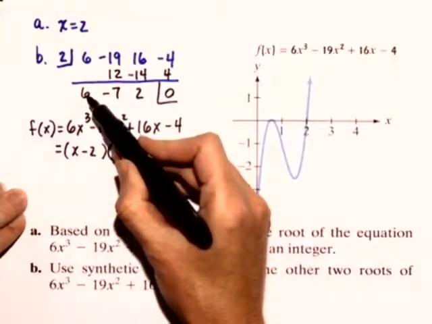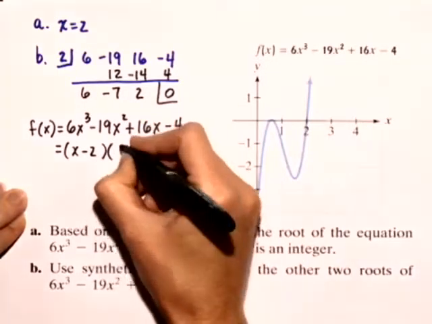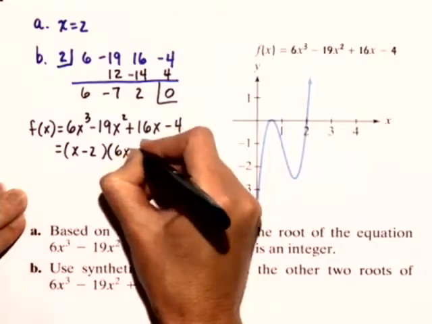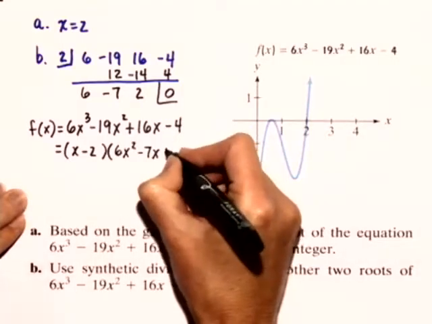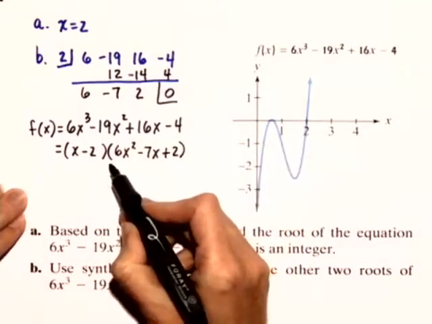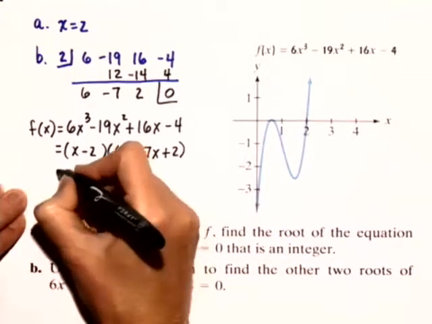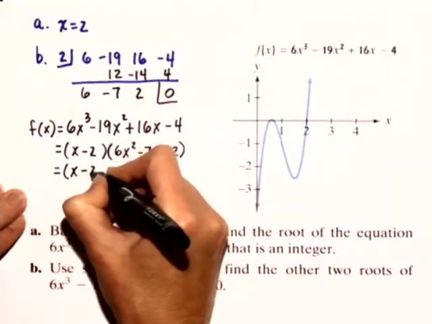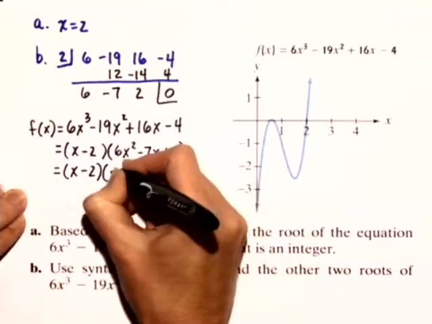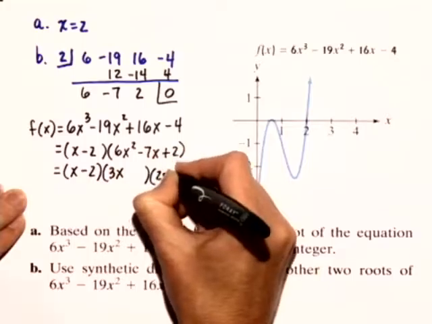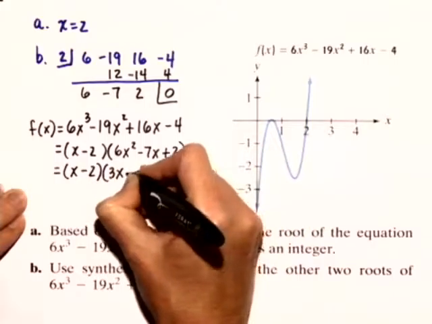So this 6 is going to have a degree of x to the second power, because it's going to be one less power than x cubed. It will be 6x squared. Then we have minus 7 times x plus 2. So if we can finish factoring the quadratic portion of this, this will give us our other two roots. So we can write this as x minus 2 times, we'll do a little bit of guessing and checking here. Let's try 3x and 2x, and let's try 2 and 1, both with negative signs.